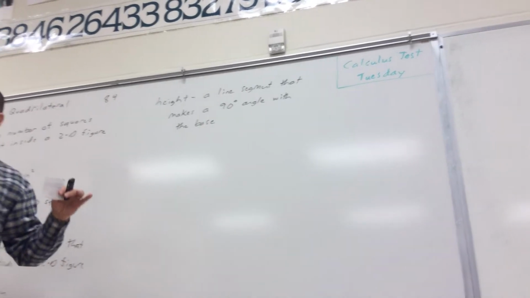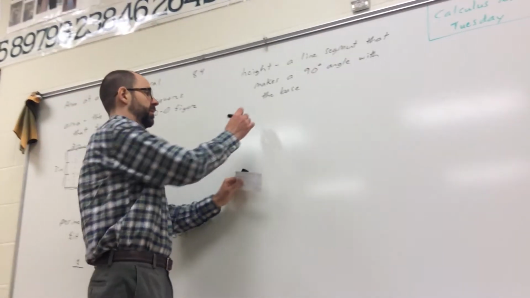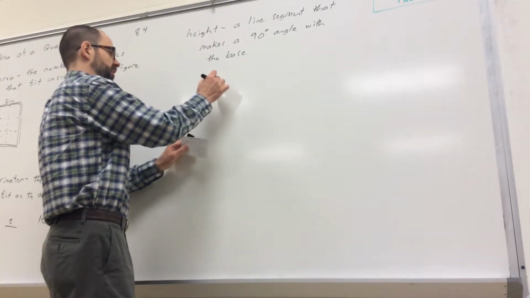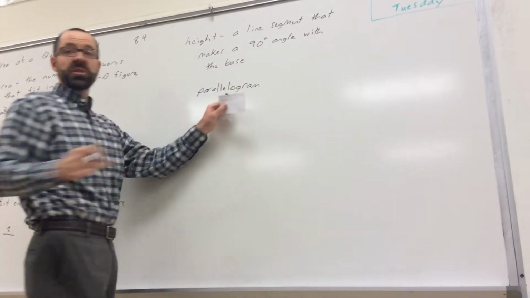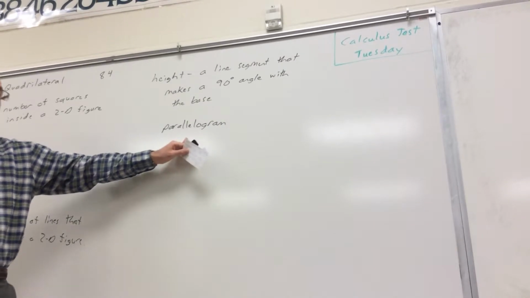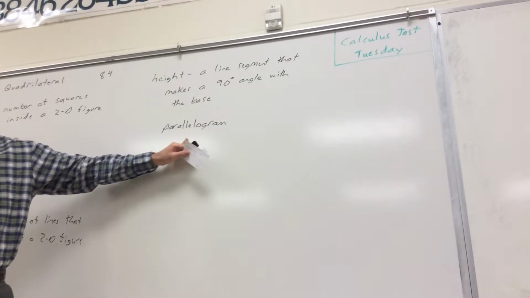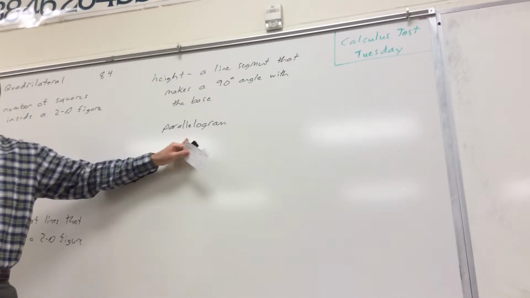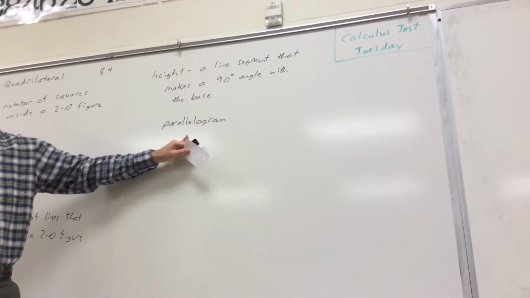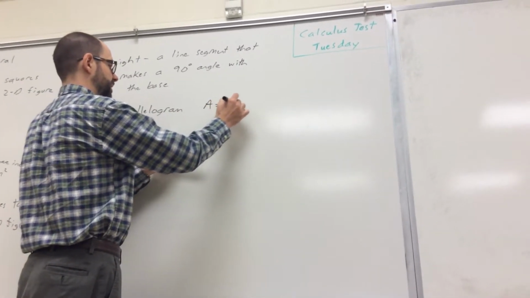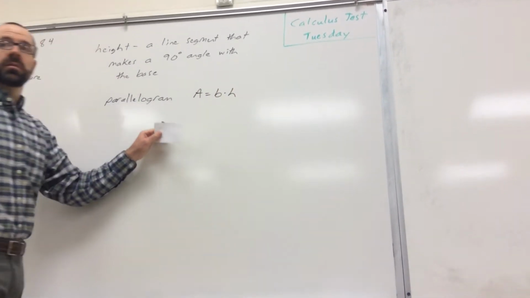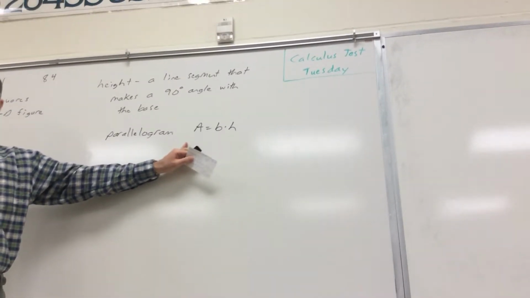All right, so now finally we're ready to get into formulas. So all of these formulas have to do with area. So the first one is for a parallelogram. So the formula I'm about to write down is the formula you use when you're trying to find the area of a parallelogram. And area is base times height. That's the formula for the area of a parallelogram.